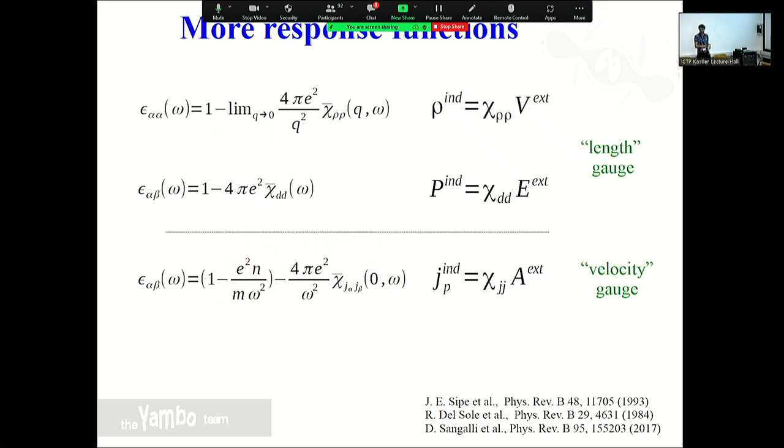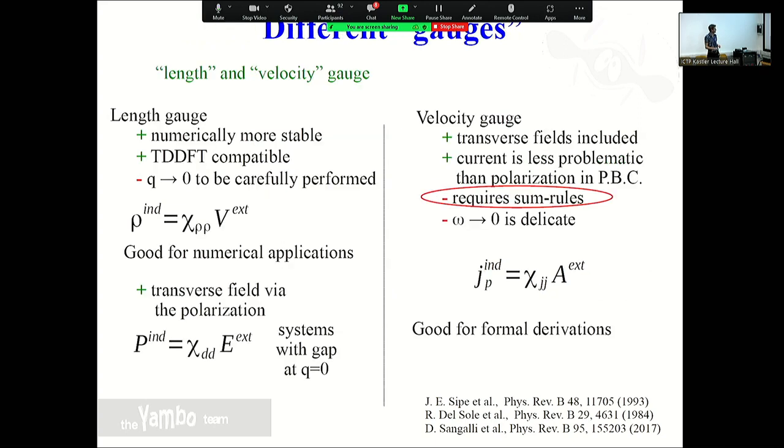And in an extended system, you don't have a 1 over omega squared divergence, which means that this term has to cancel exactly this in the omega equals 0 limit. This is a sum rule, which is very nasty to be respected. So in the length approach, numerically it is much more stable. As I said, it is compatible with TD-DFT.